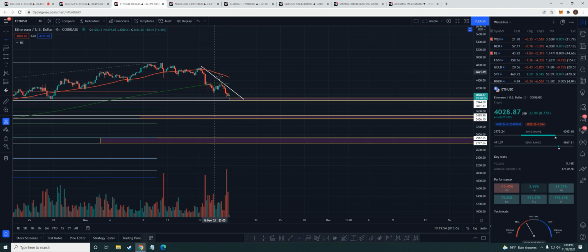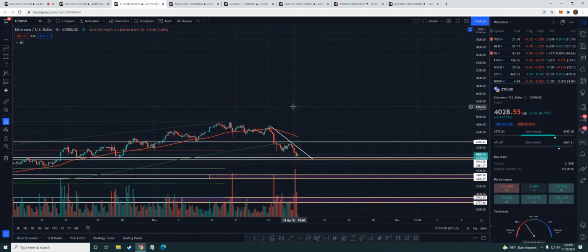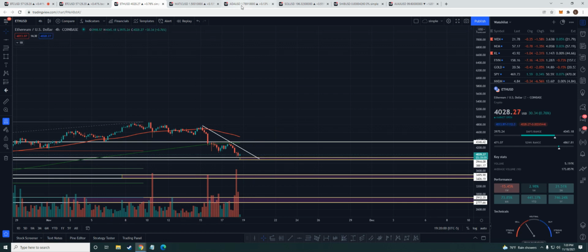And for Ethereum, I don't mean to jump backwards, but we're going to look at the 43, 46 area. Let's see if we can break there to go up to the upside.